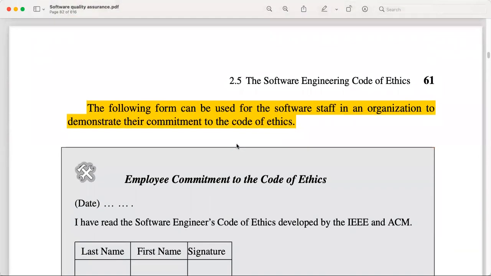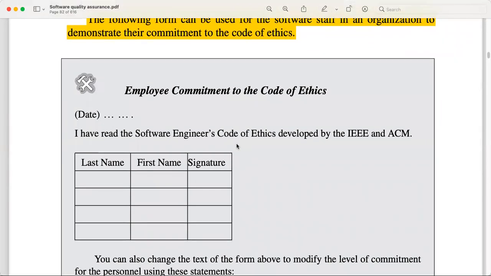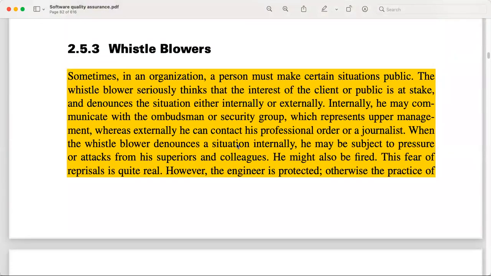The following form can be used for software staff in the organization to demonstrate their commitment to the code of ethics. So sometimes in an organization, a person must take certain situations public. The whistleblower seriously thinks that the interest of the client or public is at stake, and denounces the situation either internally or externally. Internally, he may communicate with the ombudsman or security group, which represents the upper management, whereas externally he can contact his professional order or a journalist.